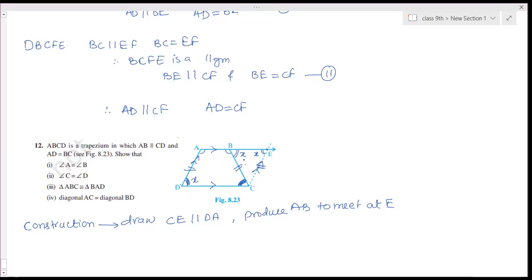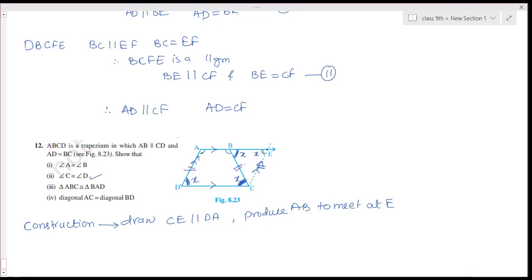AB is parallel to CD, so this angle is equal to this angle. Alternate interior angles. So this is x, and these two are equal angles. Therefore C and D are equal. Right? Proved. The second part is done. I proved this second part directly because it is easier to prove.